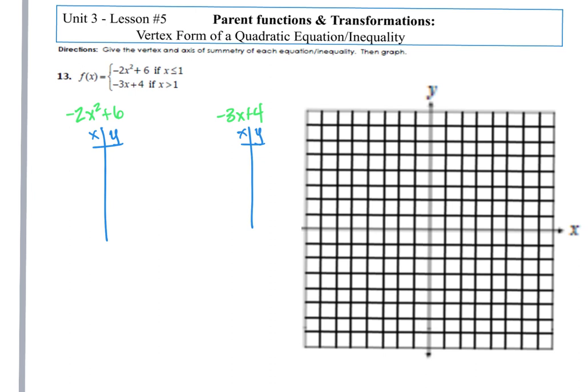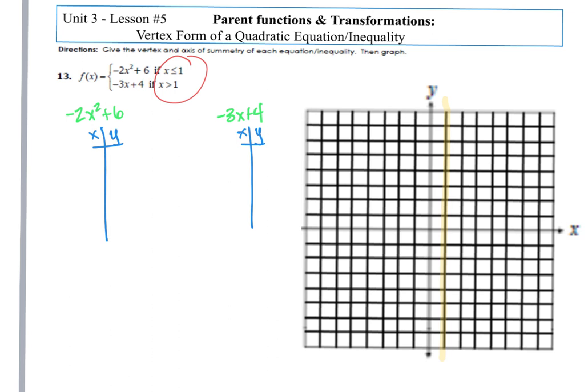Okay, on number 13, we have another piecewise function. Okay, 2 different equations where we can graph pieces of them. We have -2x² + 6 if our x's are less than or equal to 1. And our second equation is -3x + 4 if our x's are just greater than 1. So because of my domain right here, I have a dividing point at +1. That's where I'm going to place my wall.